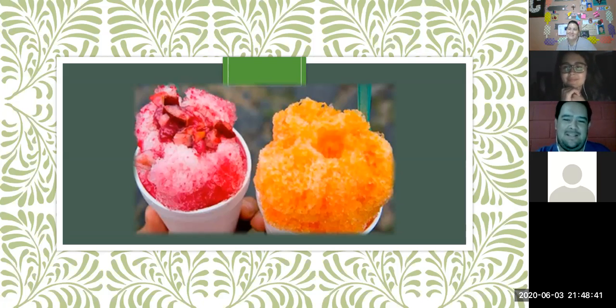And in that case, I made the jaleas and jarabes myself. Syrups. They're called syrups. Jarabes are called syrups, and jaleas are called jellies. I'm writing it here. Okay. I made syrup and the jellies.